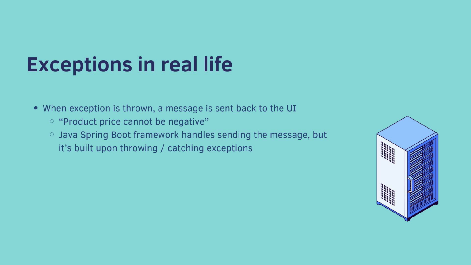Okay, so how do exceptions work in real life? So remember, our goal is eventually to write code that runs on a server that's constantly spinning. So when an exception is thrown, we're going to send a message back to the UI saying, for example, the product price cannot be negative. Fix it and resend it to me. Eventually, we'll get to the Java Spring Boot framework in another course. It handles sending the message back to the UI for us, but it's built upon throwing and catching exceptions. So that's why you have to get good at understanding this.